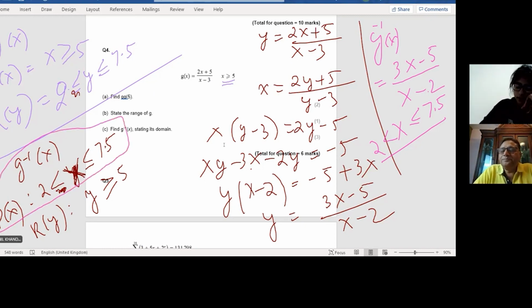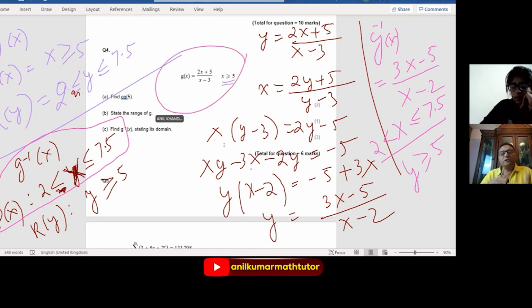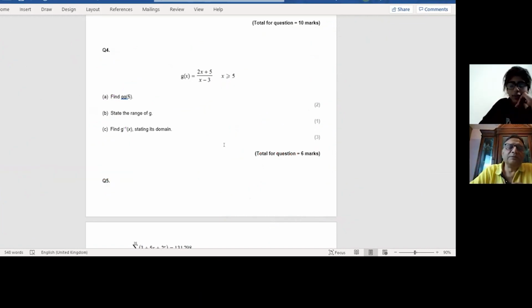So always write the domain and range of the inverse before you start the question. No harm in writing y greater than or equal to 5 in this case also, right? Because that was given to you. So it's a good idea to write that also, right? Yes. Next question. That's important.